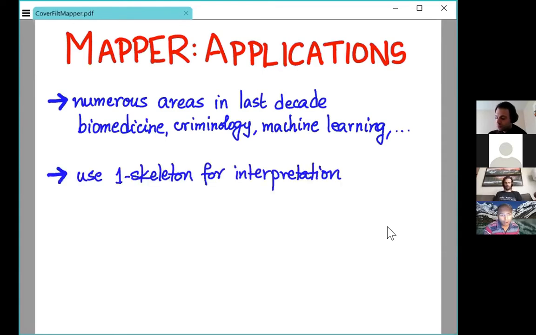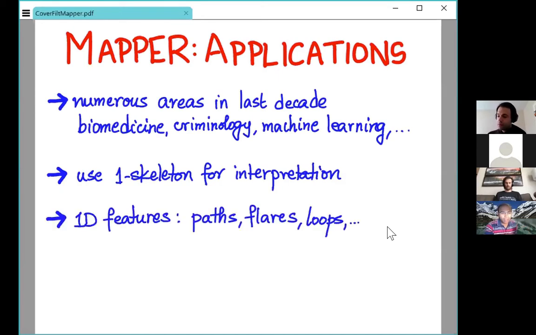The common theme of most of these applications is that people have been using the one skeleton or the graph of the mapper complex for interpretation, for identifying interesting features in the data, even though in general the mapper construction gives a simplicial complex that is higher dimensional. And going further, features in the 1D skeleton like paths and flares or loops, they have been used to identify non-trivial or interesting structures in the data.